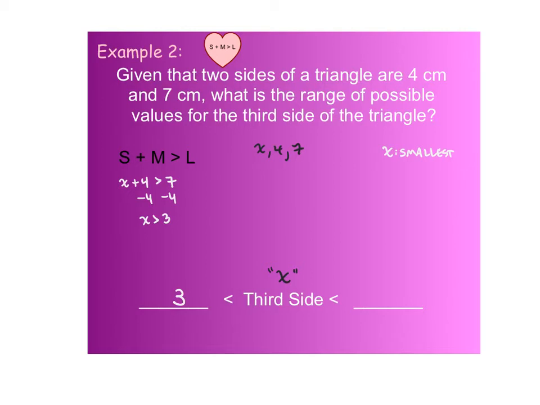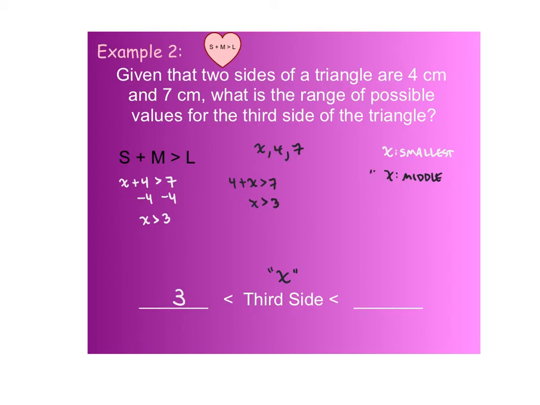So the lower bound for the value of x has to be greater than 3. Let's find the upper bound. Now, if I used x as the middle length, it's not going to help me any. Here's the reason why. If I said x was the middle length, then that'd be 4 plus x greater than 7. So that would yield for me the same inequality. So I don't want to use middle.